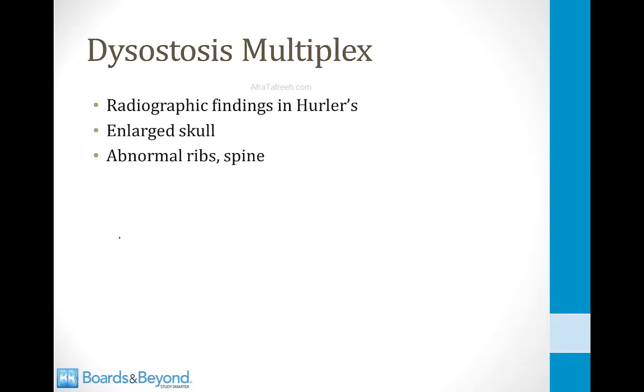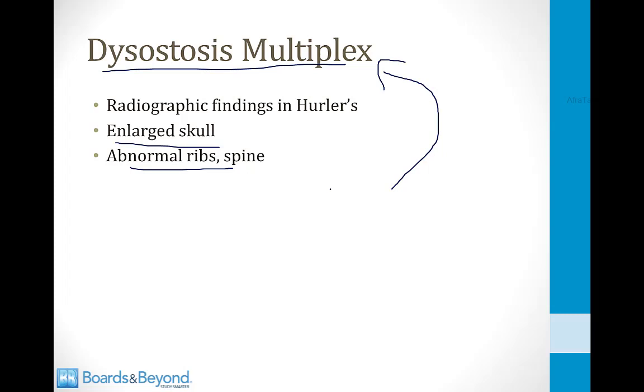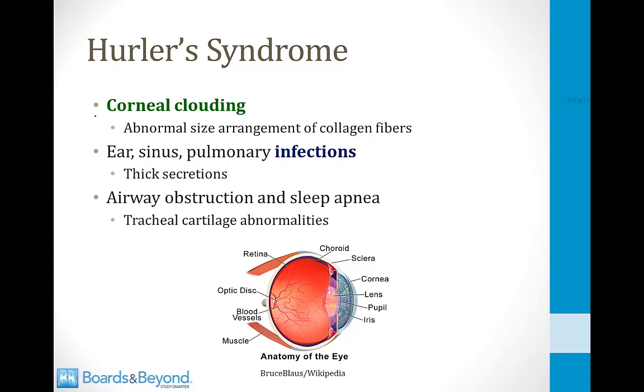Children with Hurler syndrome have a characteristic set of X-ray findings called dysostosis multiplex. This includes an enlarged skull and abnormal ribs and spines. Dysostosis multiplex is very rare, and you don't need to know how to recognize it, but you should know that this is what it's called when you take X-rays of children who have Hurler's and examine the skull and the ribs and the spine. Another important and characteristic feature of Hurler syndrome is corneal clouding.